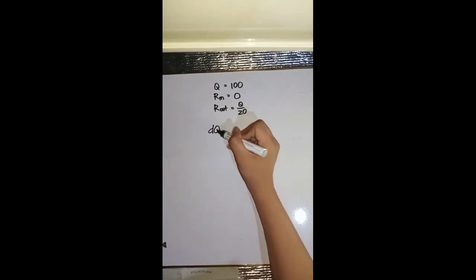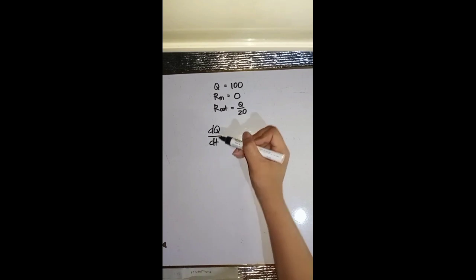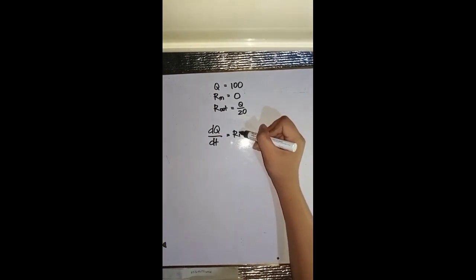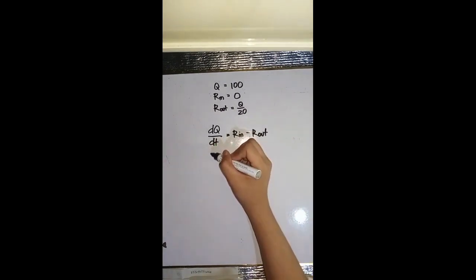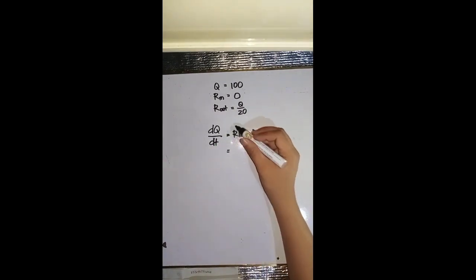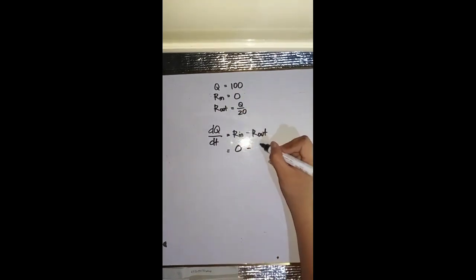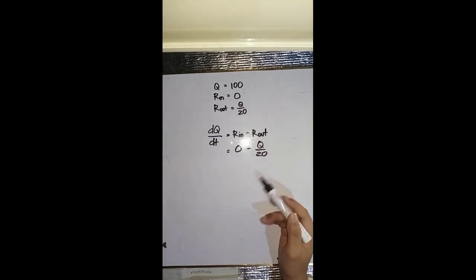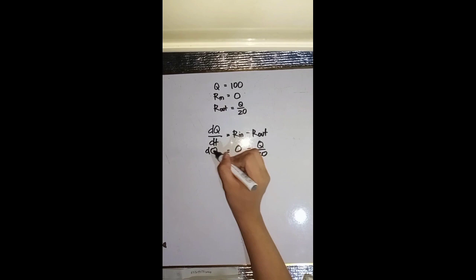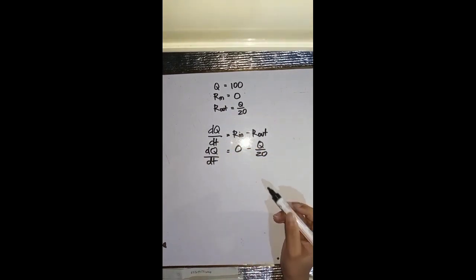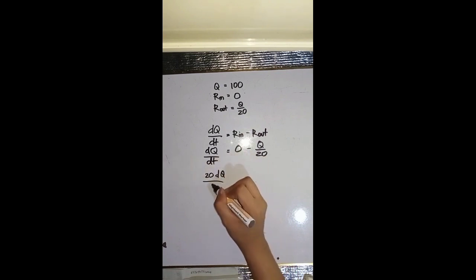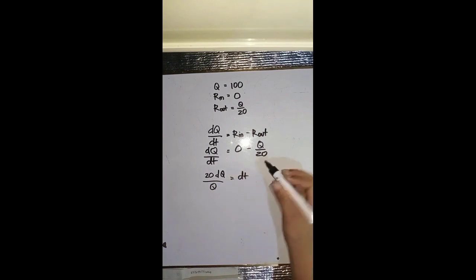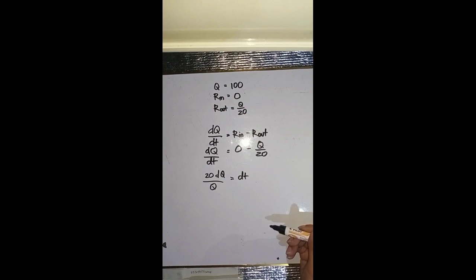First we'll write dQ over dt, which is equal to R in minus R out. Now we'll substitute the values to proceed to our solution. R in is equal to 0 minus Q over 20, which is the R out. Using this, we get dQ over dt, and then 20 dQ over Q equals dt. Now we're able to separate the variables.